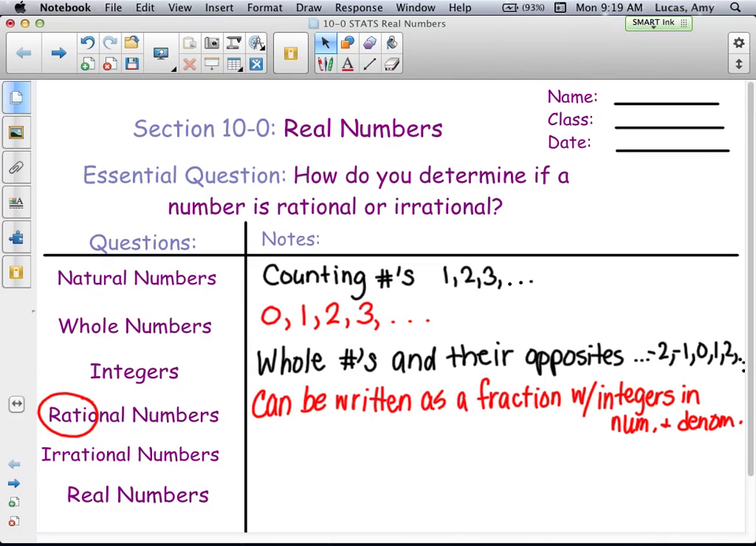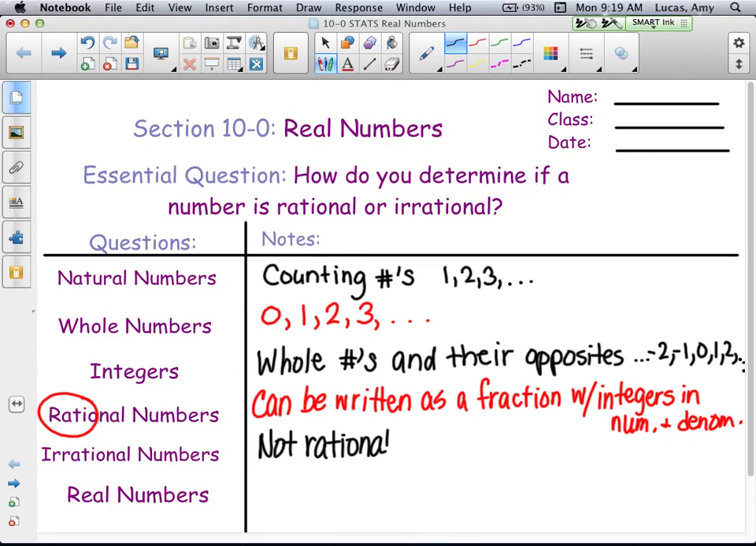Irrational numbers. Well, if a number is rational, the opposite of rational is irrational. So for irrational numbers, I'm just going to say not rational. So you can't write them as a fraction with an integer in the numerator and denominator. And then real numbers, all of the above sets are part of the real number system.